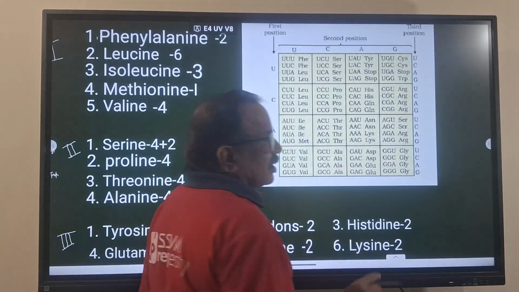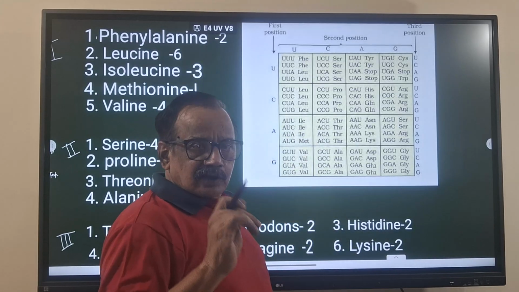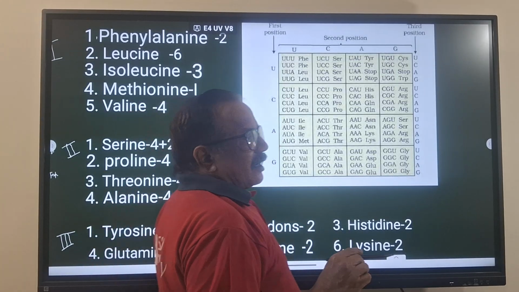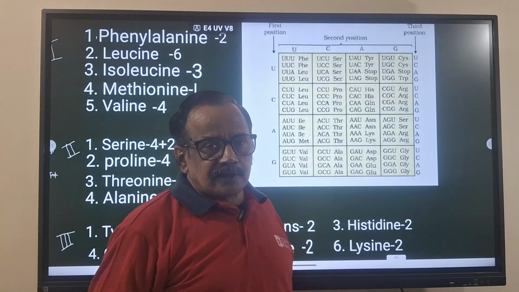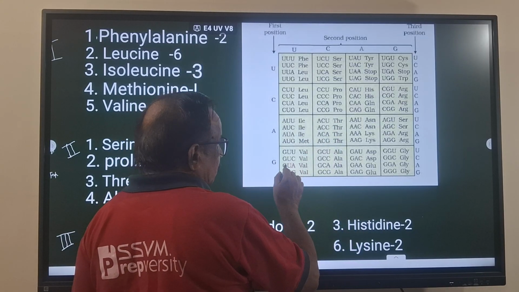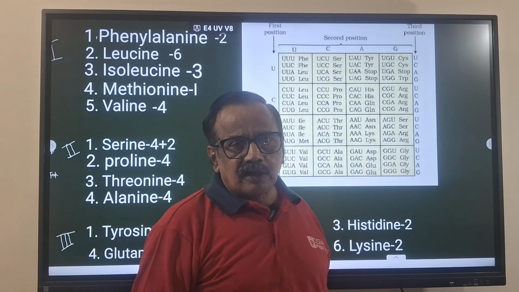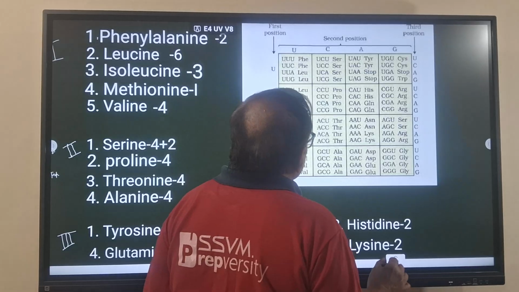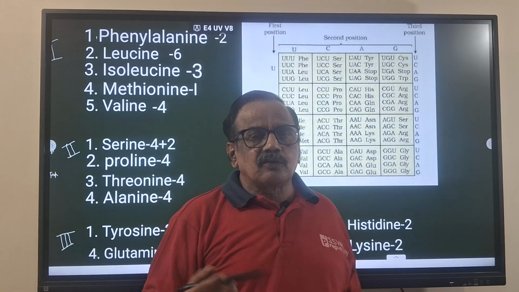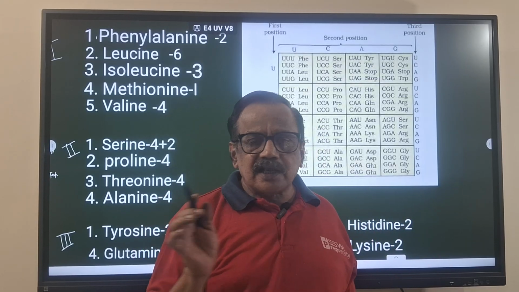How many are having the 3 codons? Only isoleucine, only having the 3 codons. And next, how many amino acids are having 4 codons? Here 4 codons, 1, 2, 3, this is 4 and this is the 5. 5 amino acids are having the 4 codons. And 5 codons, how many amino acids are having 5 codons? No amino acid. 5 codons is not represented by any amino acid.